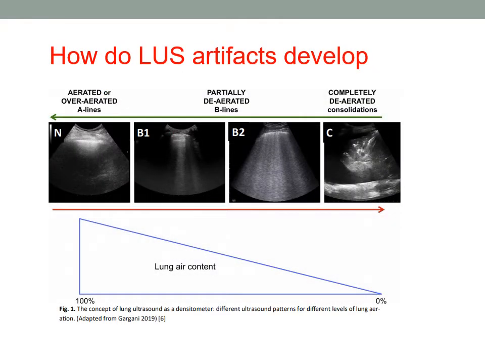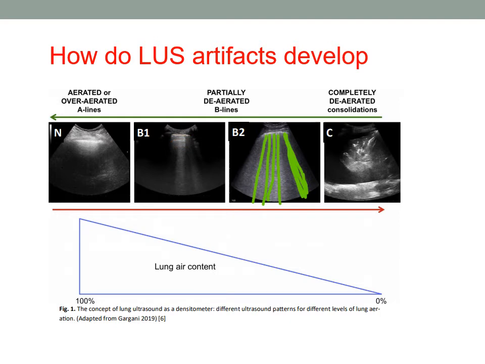So normal lung is dry, it's mostly air. And in pathology, the water content of the lung increases, and you get some different artifacts. So let's just recap. There's the pleural line, that's the visceral parietal pleural interface, the edge of the lung. And there's an A line, and A lines mean dry lung.